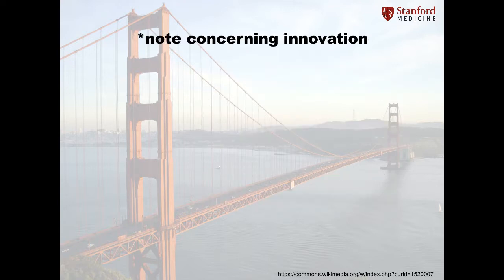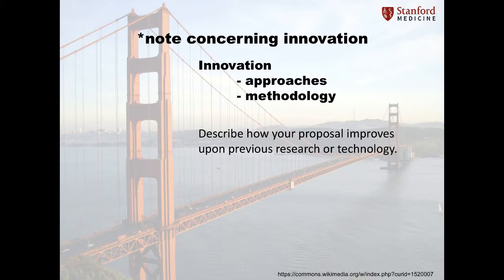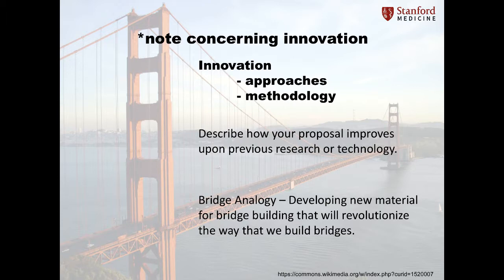Briefly, I'd like to address innovation in your research project, because many applications request a statement on innovation. Innovation can apply to improved approaches or methodologies. Specifically, you want to describe how your proposal improves upon previous research. This can include, but is not limited to, changes in methods, technology, or improved experimental design. In our bridge analogy, we can state that we'll be developing a new material for bridge building that will revolutionize the way that we build bridges in the future.